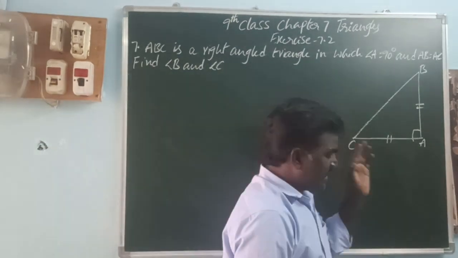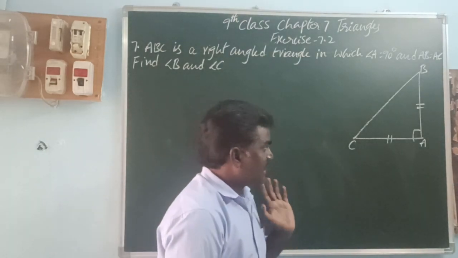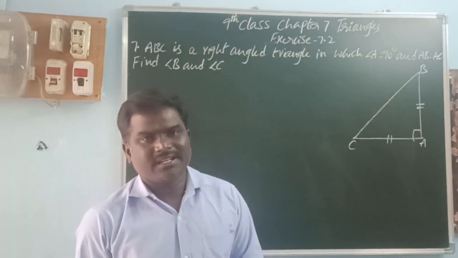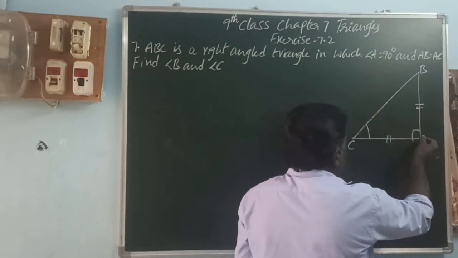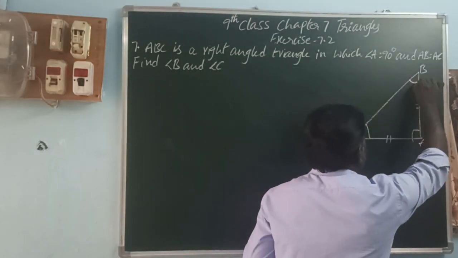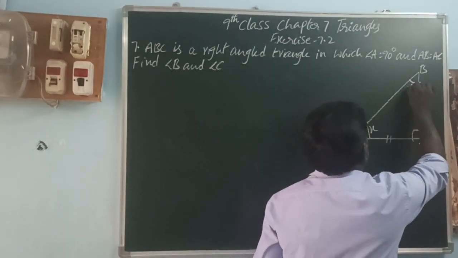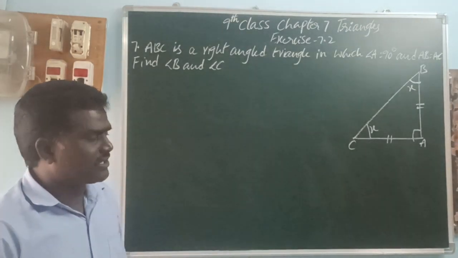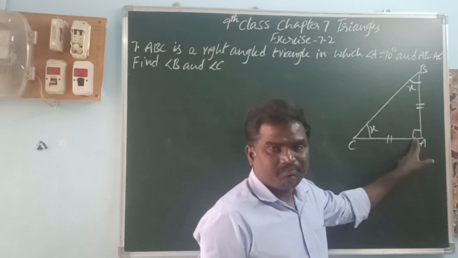So in a triangle, any two sides are equal. The triangle is called isosceles triangle. In an isosceles triangle, if any two sides are equal, then its opposite angles are equal. That is, here the angle opposite AC is angle B, the angle opposite AB is angle C. So these two angles are equal. Sum of angles in a triangle is how much? 180. So that is x plus 90.